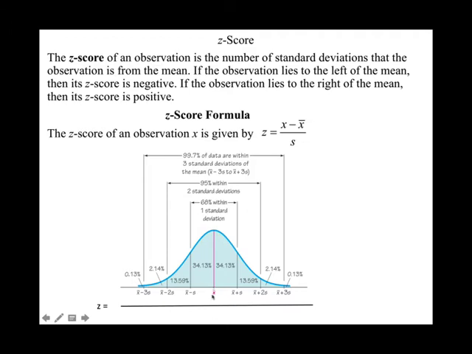At this point here, there is no standard deviation, so my z-score will be equal to 0. And this is the mean plus 1 standard deviation, meaning there is 1 standard deviation above the mean, so my z-score will be equal to 1. And here, this is the mean plus 2 standard deviations, so there are 2 standard deviations above the mean, so the z-score will be equal to 2. Same idea here, plus 3 standard deviations, so the z-score will be equal to 3.